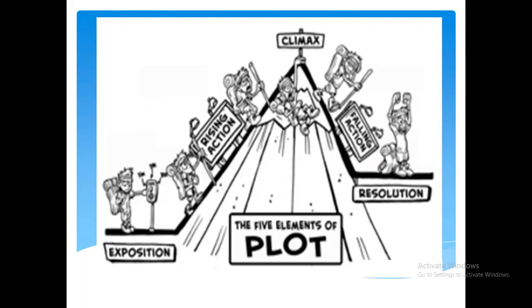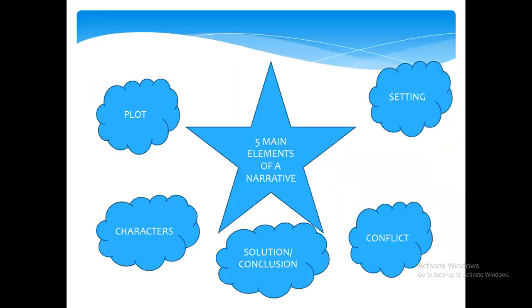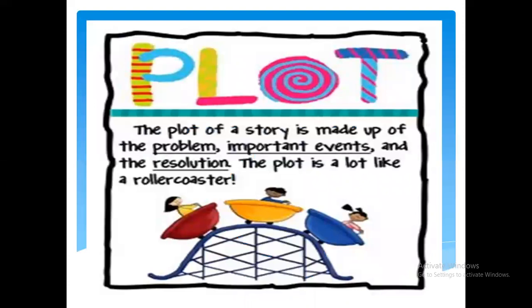We'll be looking at the 5 elements in more detail as well. So the basic 5 elements of a narrative are plot, characters, setting, conflict, and then finally the solution or the conclusion. We'll be looking at each one individually and separately. So basically, what is a plot? The plot of a story is made up of the problem, important events, and the resolution, of course.